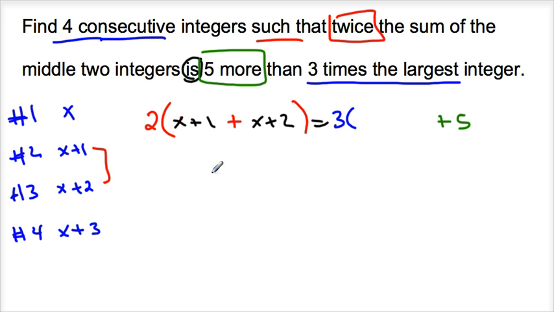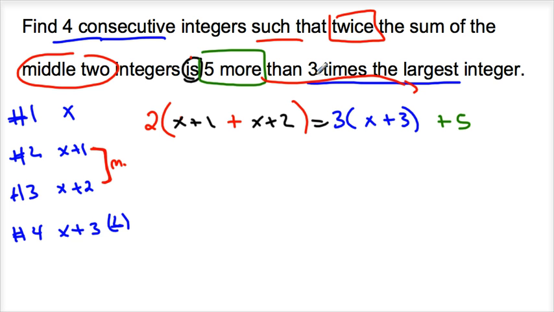So 3 times the, which one's my largest? This happens to be my largest here. 3 times x plus 3. So again, one more time. 4 consecutive integers, 1, 2, 3, 4. X plus 1, x plus 2, x plus 3. Such that twice the sum, so it's multiplying the sum of something by 2. What is the sum of what? The middle two integers. Well, these are my middle two. Twice the sum of the middle two, so x plus 1 plus x plus 2 is equals 5 more, there's my plus 5 in the back, 5 more than 3 times the larger. So 3 times the largest quantity happens to be x plus 3.